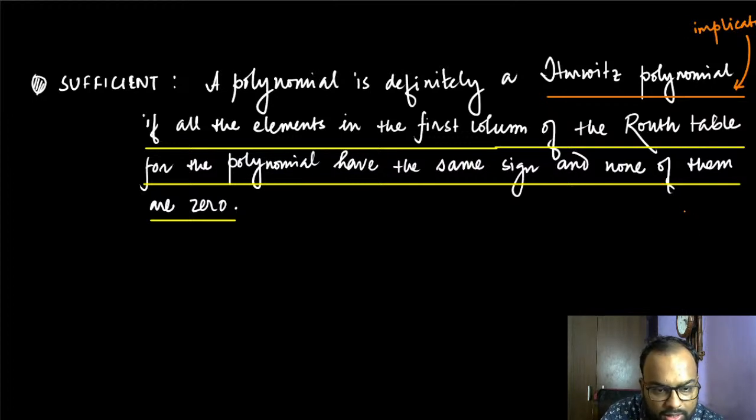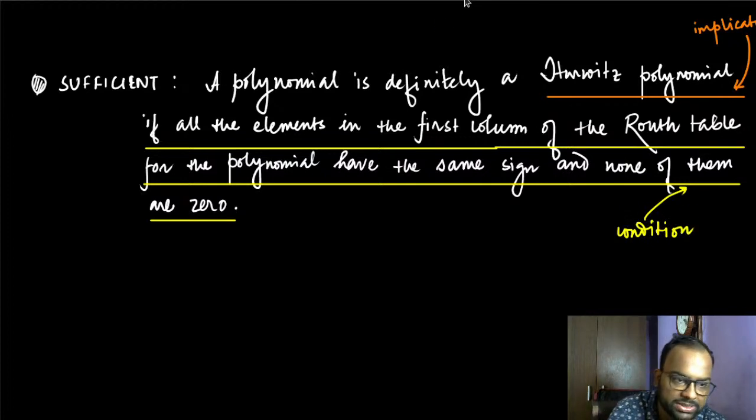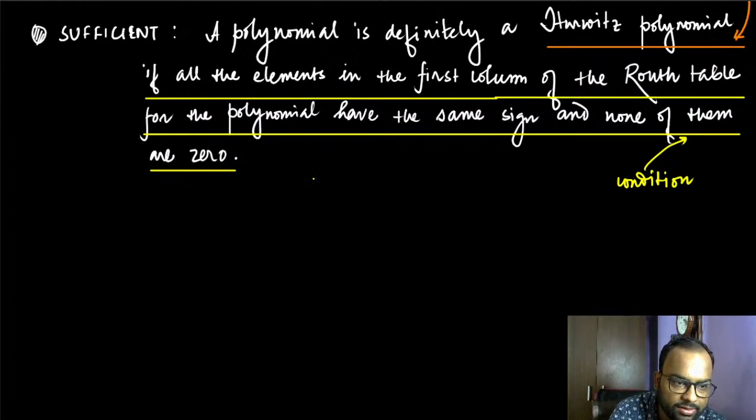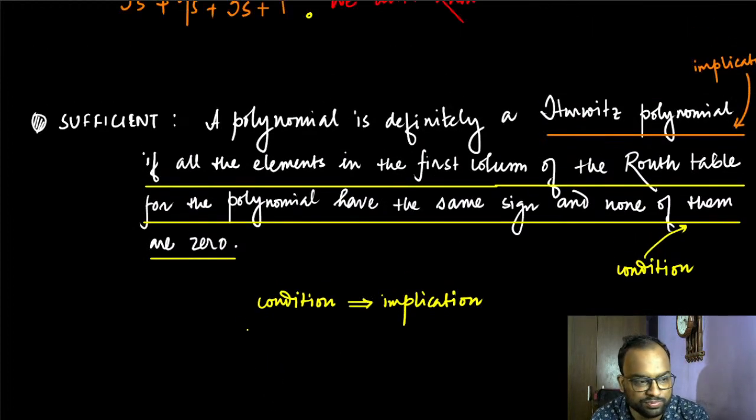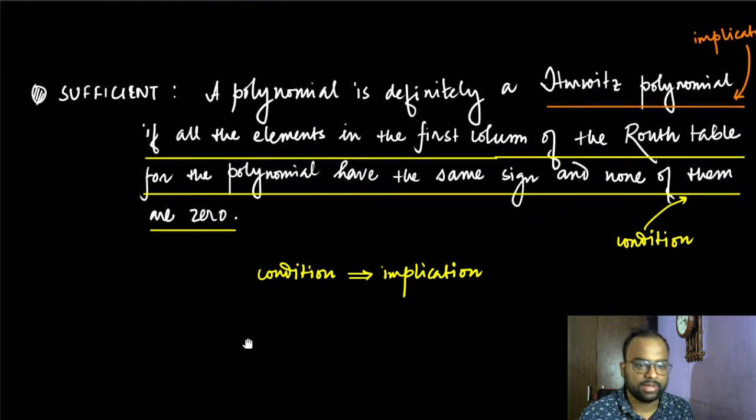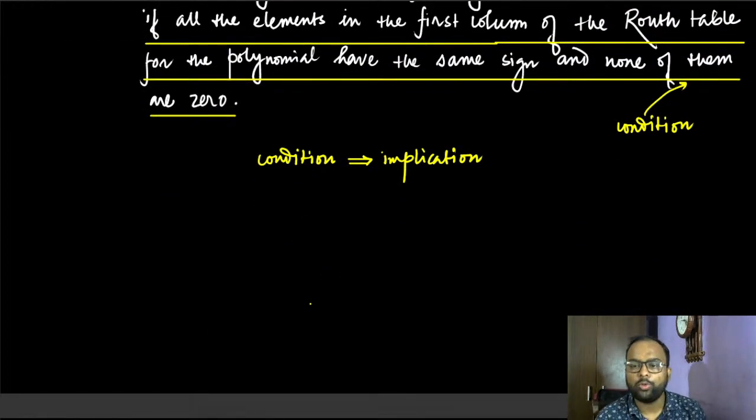And this is the condition. And since it's a sufficient condition, what we are saying is that the condition in fact implies the implication. So if the condition is satisfied, then it is definitely a Hurwitz polynomial.